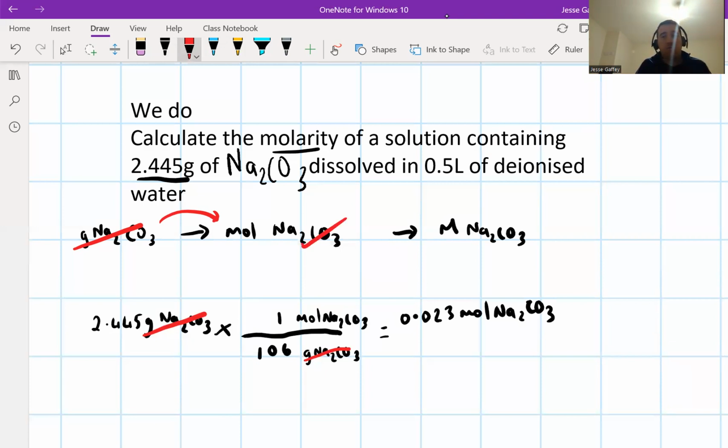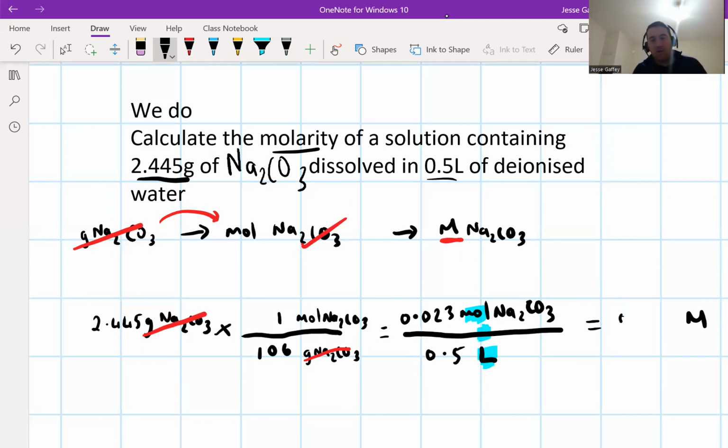I'm now here, and now I need molar, and I always need to remember what capital M means. It means moles per liter. So to turn moles of Na2CO3 into moles per liter, I need a denominator that has liters on the bottom. And notice what I have now, moles per liter. Good. All right, so how many liters did I have? It wasn't a full liter, it was 0.5. So stick that in here, and my answer will be in molarity. So I'm doing 0.023 divided by 0.5. Okay, and that will give me 0.046 molar.